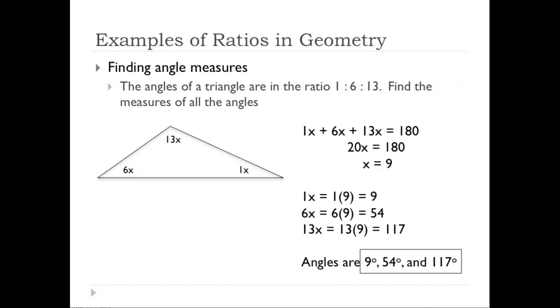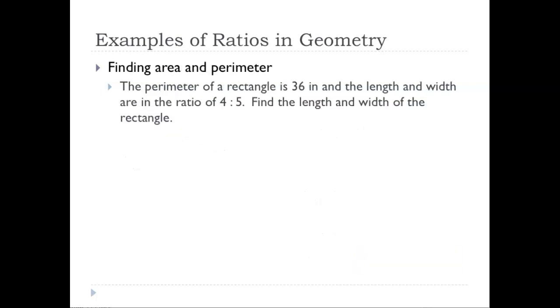You might also see examples of ratios if you're finding area and perimeter. So here's an example. It says the perimeter of a rectangle is 36 inches and the length and width are in the ratio of 4 to 5. Find the length and width of the rectangle.